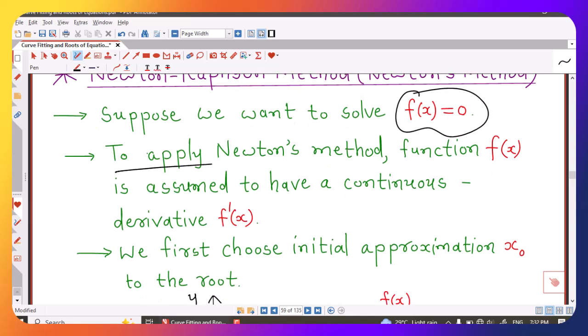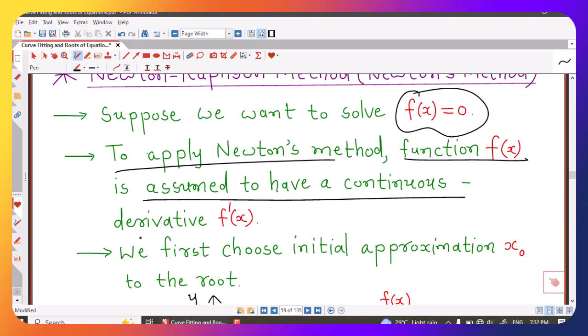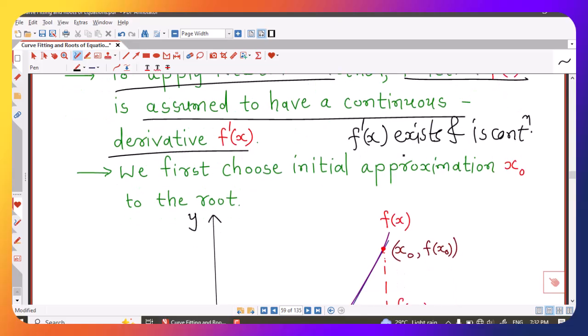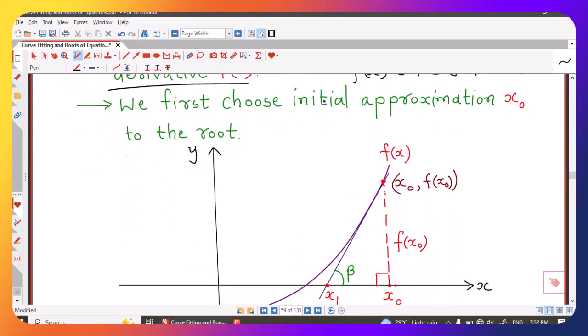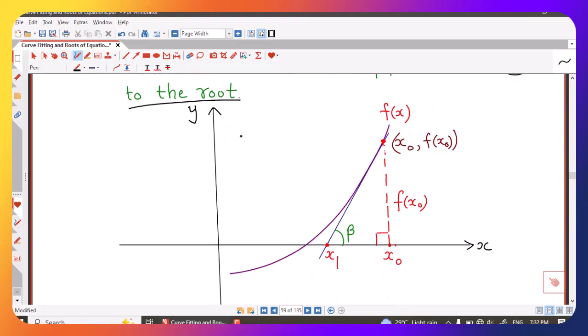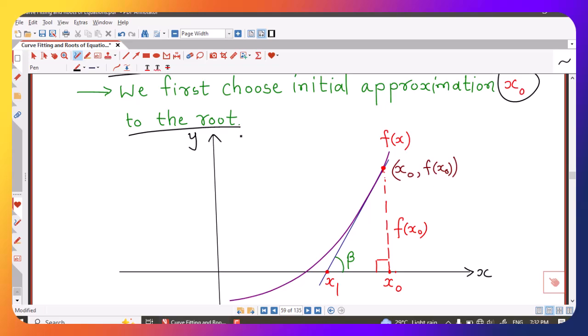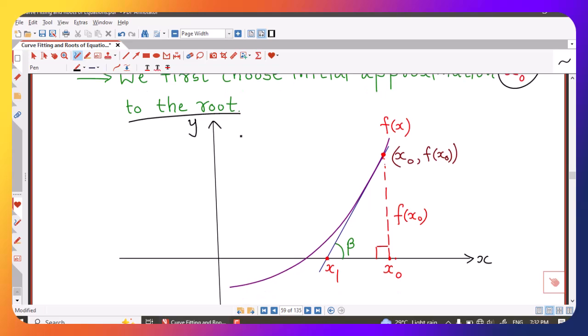To apply Newton's method, function f(x) is assumed to have a continuous derivative f'(x). That means f'(x) exists and is continuous. That is the requirement to apply Newton's method. Then we first choose initial approximation x0 to the root, and we will take care that initial approximation is chosen in such a way that it is near to the actual root.